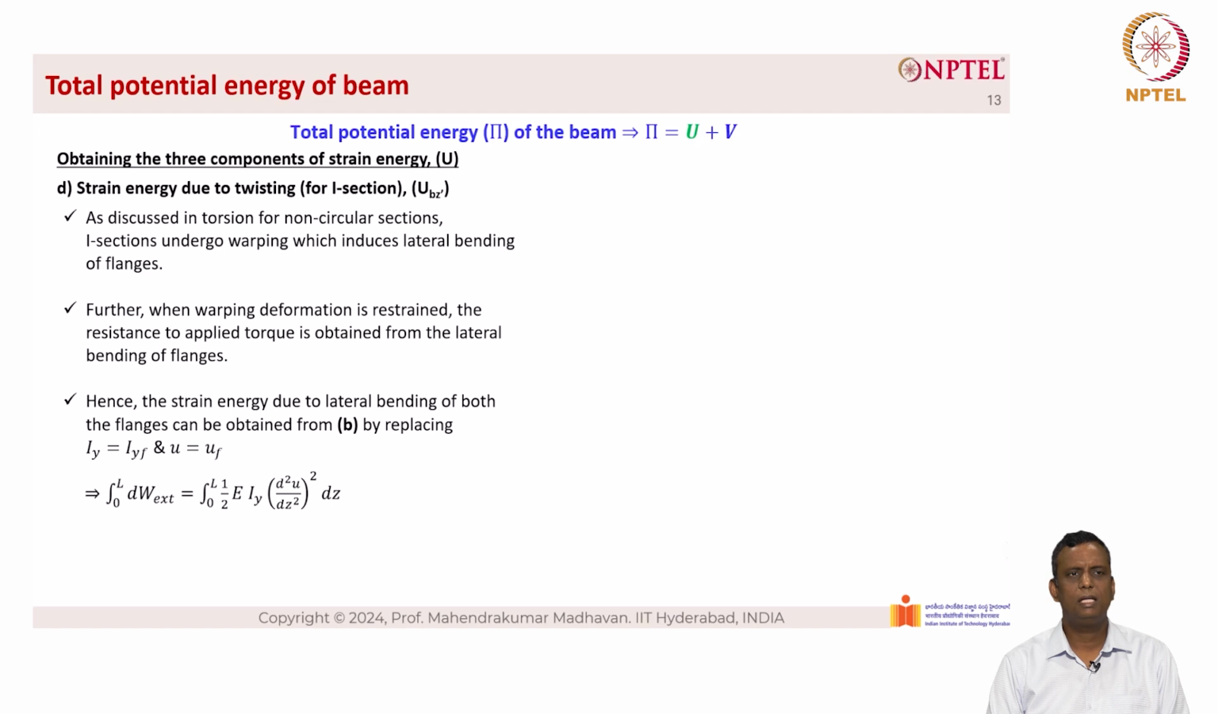So integral 0 to L dW ext is equal to integral 0 to L half into EIy into d square u by dz square the whole square, which is the equation for B. Now we substitute the above terms.